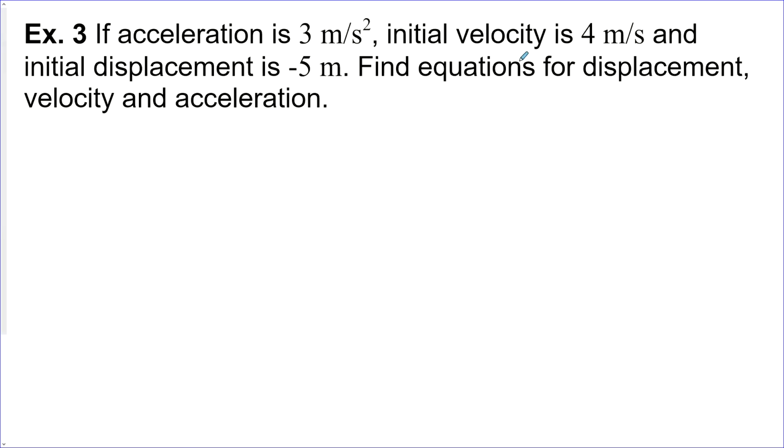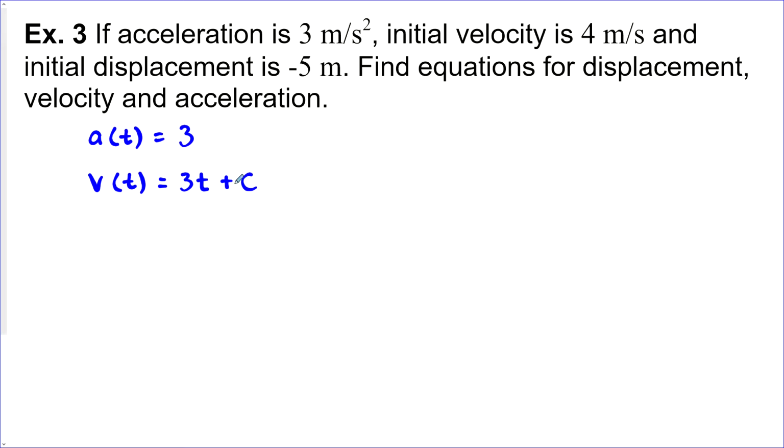We want to find the equations for displacement, velocity, and acceleration. Acceleration is given as a constant 3 meters per second squared. Initial velocity is 4 meters per second, and initial displacement is negative 5 meters. We're going to start off with our acceleration because it's just equal to 3. From there, we can take the antiderivative of our acceleration equation and get the velocity. So the antiderivative of 3 is 3t plus c.